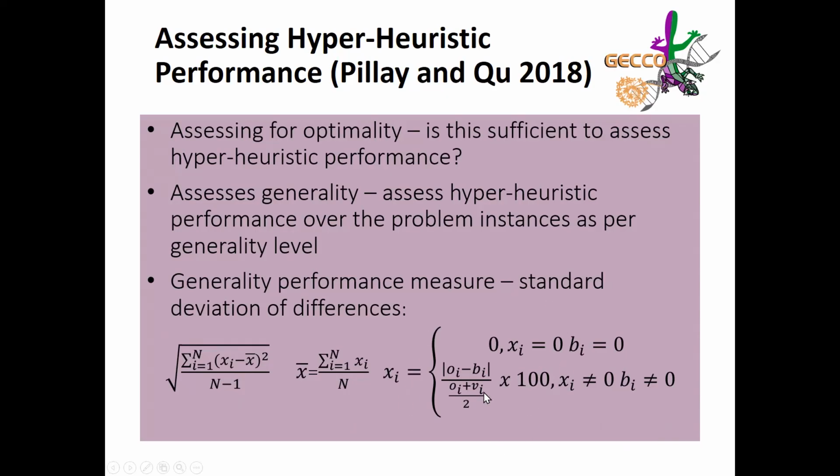So what it does, your O subscript I is the value that the hyperheuristic has for that problem instance I, and the B subscript I is the best known value. Just to make it a little bit normal, it takes the absolute value of the difference over the average of the differences. Sorry, that should be a BI, not a VI there. It's giving you a percentage, so it's normalizing it.